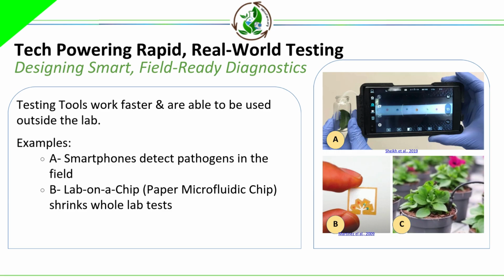First, smartphones. These aren't just for taking photos anymore. With the right attachments and apps, they can detect pathogens right in the field and analyze results on the spot, so farmers don't have to send samples to a lab. Next, lab-on-a-chip systems, like the paper microfluidic chips we discussed, shrink an entire lab test down onto a small, portable device that's easy to carry into fields or greenhouses. And then we have biosensors, which can detect specific targets without needing extra labels or complicated chemistry, making tests simpler, faster, and easier to interpret. So, fast testing isn't just about time, it's about smart, integrated design that actually works in the real world.